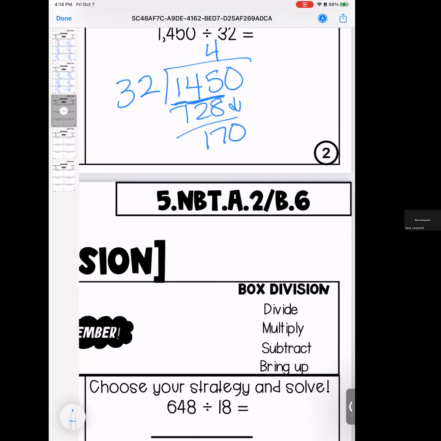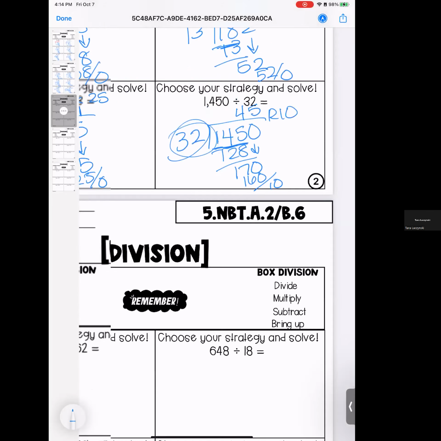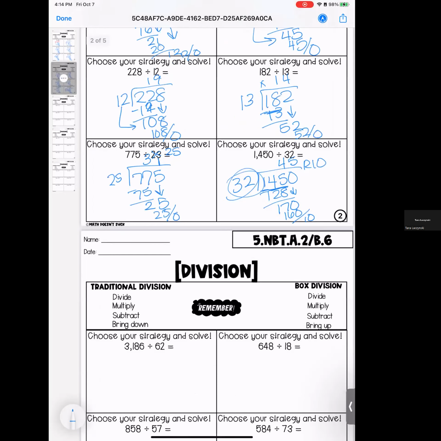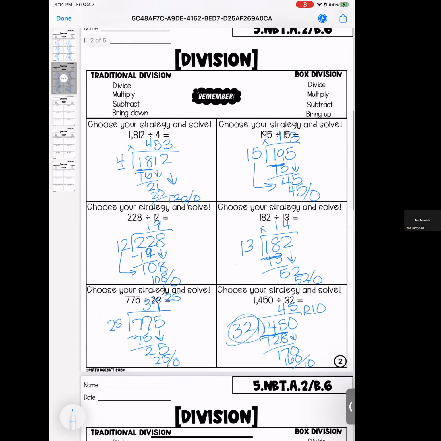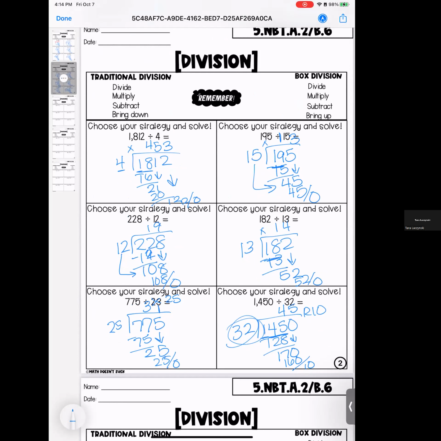We bring down our 0. 32 times 5 is the closest we can get, which gives us 160. This one has a remainder of 10. I know that 10 seems like a big remainder, but remember, as long as it's smaller than the number we're dividing with, then it is a remainder, okay? That brings us to the end of page 2. Please bring any questions that you may have with you to class.